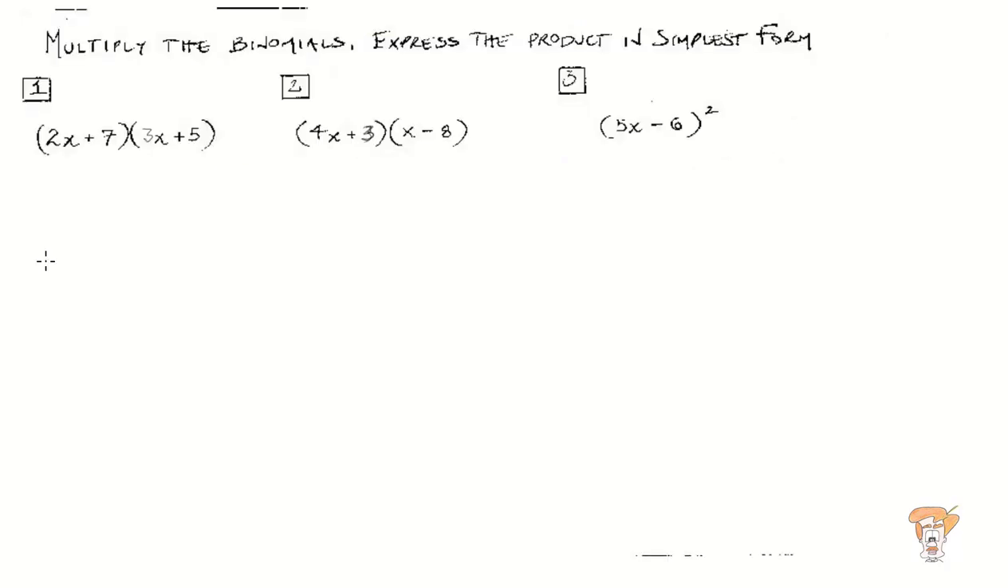Here are 3 problems you may try. You may pause the video while you attempt the problems and resume the video when you're ready to hear the answers.